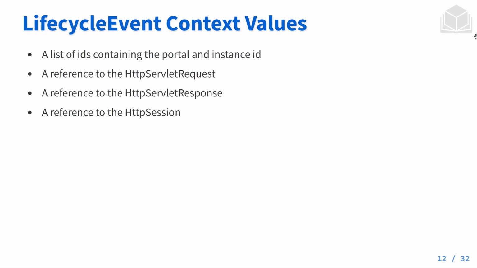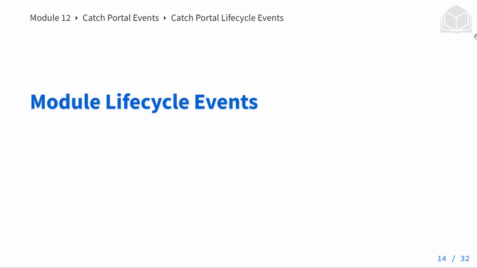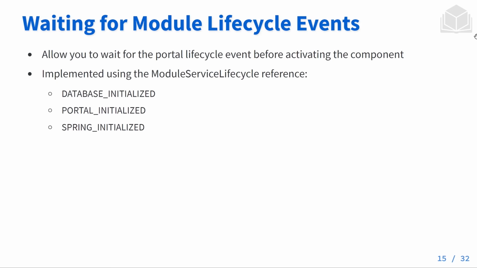The lifecycle event context values are a list of IDs that contain the portal and instance ID. These have a reference to the HTTP servlet request, as well as a reference to the HTTP servlet response, and the HTTP session as well. So module lifecycle events actually allow you to wait for the portal lifecycle event before activating the component. These are usually implemented using the module service lifecycle reference, which is database initialized, portal initialized, and Spring initialized.